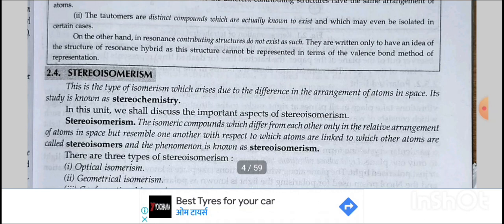Stereoisomerism. This is a type of isomerism which arises due to difference in arrangement of atoms in space. Its study is known as stereochemistry. In this unit, we shall discuss the important aspects of stereoisomerism.